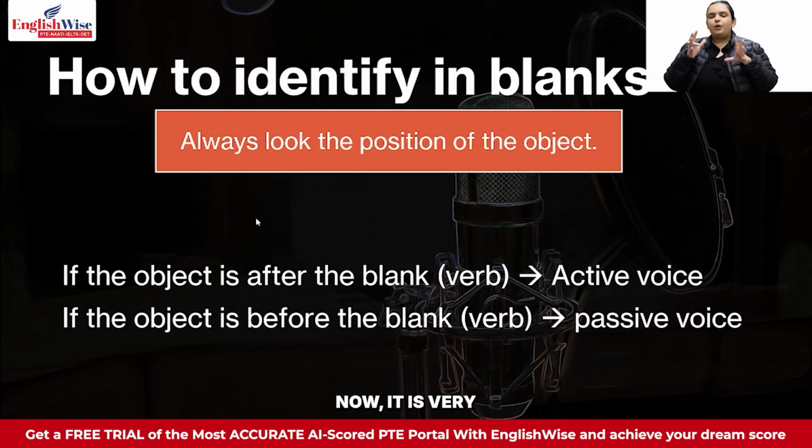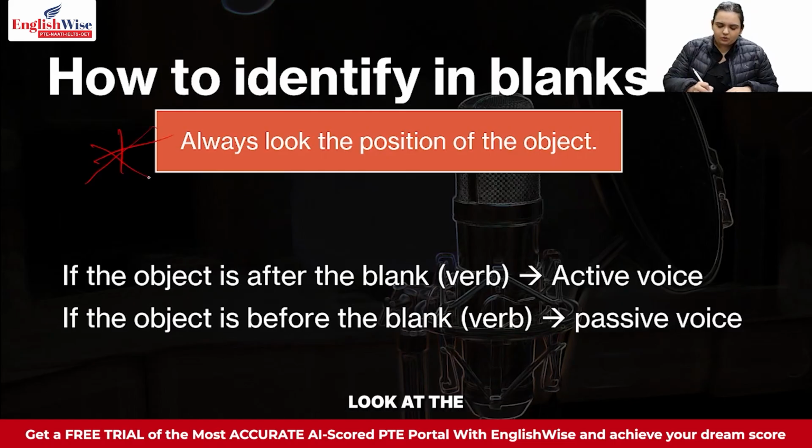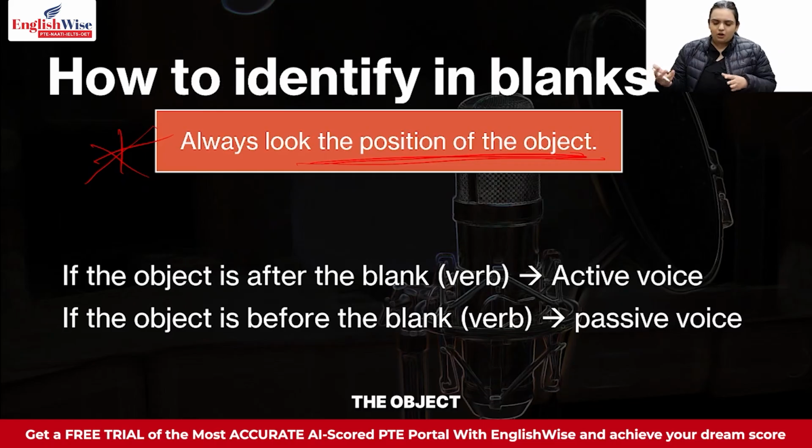Alright, now it is very important that whenever you have a sentence in front of you, you have to identify whether the sentence is in active voice or in passive voice. This is very, very important, guys, because if you're not able to identify the sentence, there are chances you will be going wrong with questions based on active passive voice. Also, you will be going wrong with questions based on tenses. Now let us look at how to find out whether a sentence is in active voice or passive voice. And I always suggest students that you have to look at the position of the object. You will always look at the position of the object.